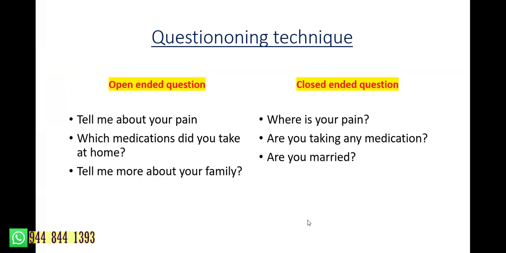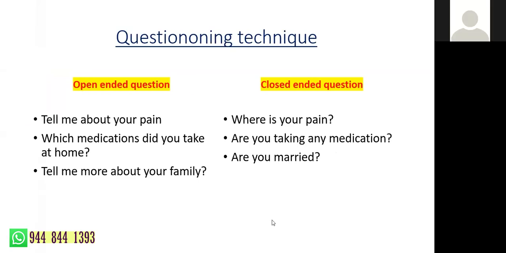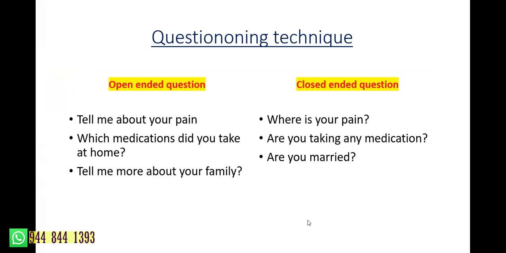There are mainly two types of questioning techniques, that is open-ended question and closed-ended question. So a closed-ended question is a yes or no type of question. So we'll be asking: are you having any pain, are you taking any medication, are you married. These all are closed-ended questions. In these questions, the patient will be giving the answer in a yes or no manner. That is a closed-ended question.